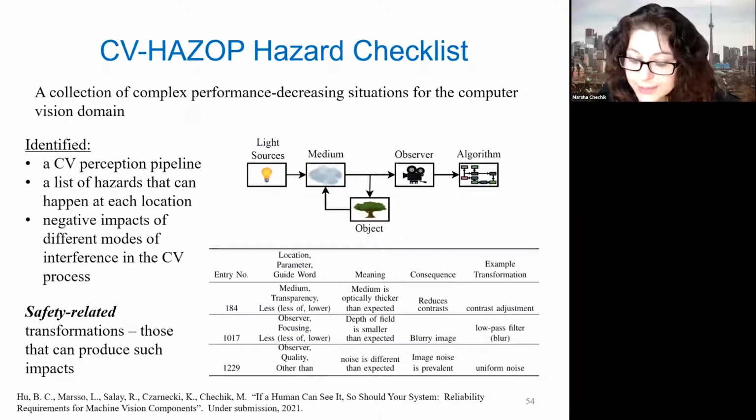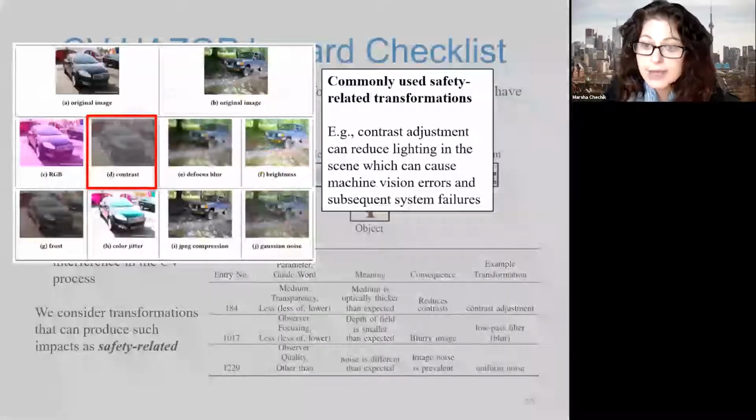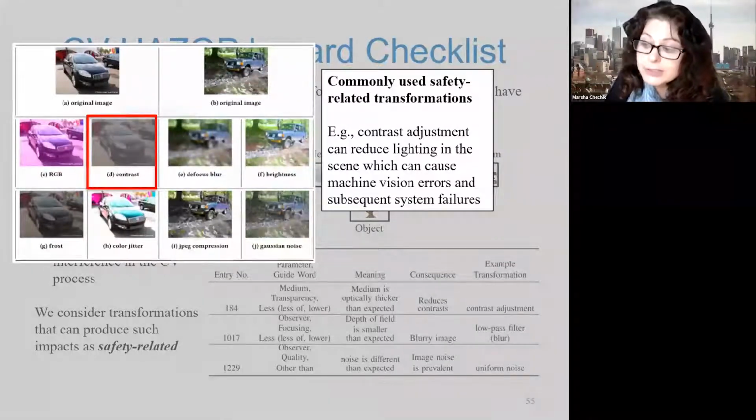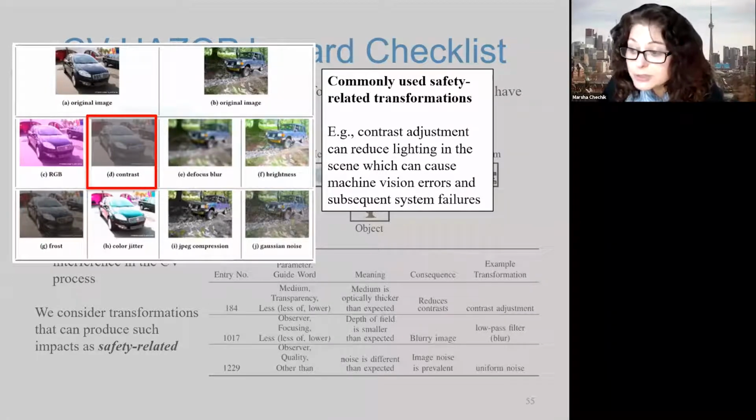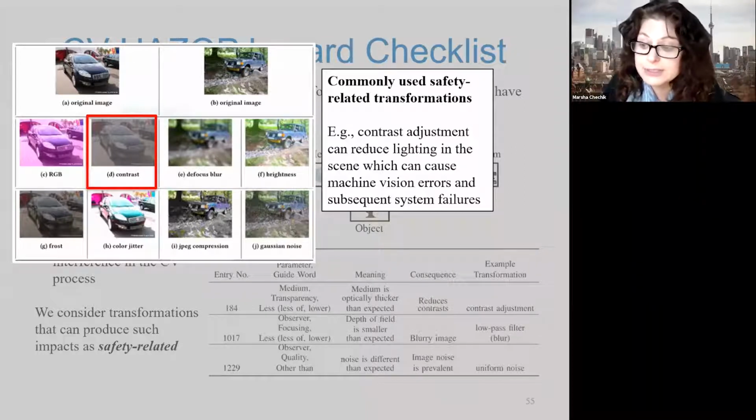So for example, if I look here, the entry number 184 describes reducing the transparency of the medium, which means making the medium optically thicker and thus leading to a decrease in contrast. So we then say that an image transformation is safety related if it can produce a negative impact on these vision pipeline locations. So some of the examples of commonly used safety related transformations are frost, contrast adjustment, etc. So for example, the contrast adjustment might end up reducing lighting in the scene and thus can cause various errors and the subsequent system failures.